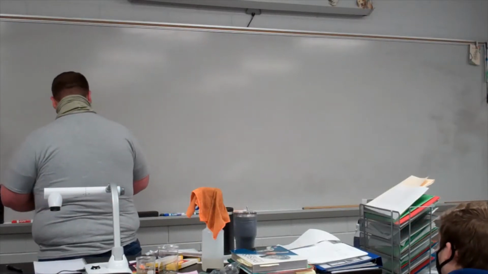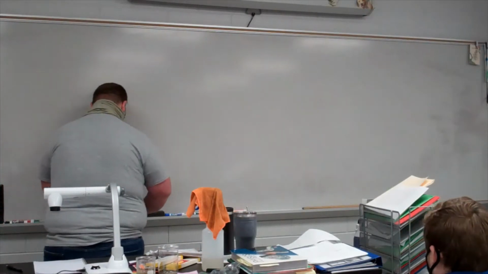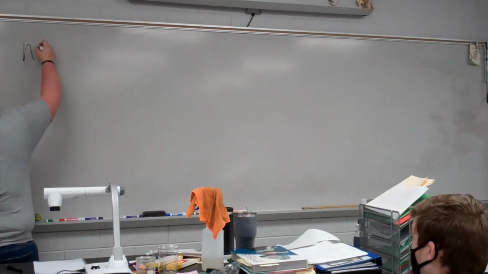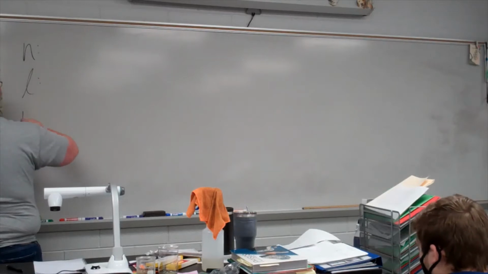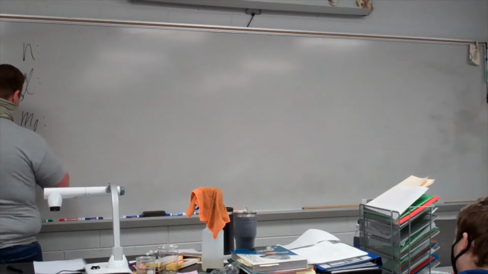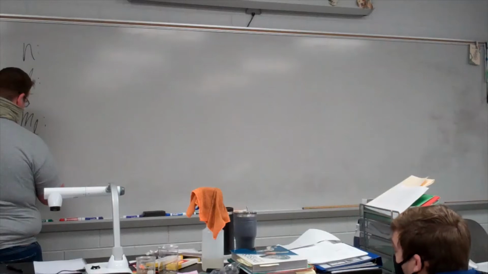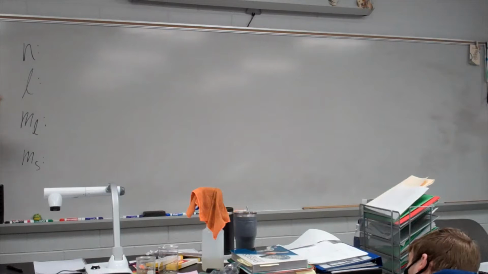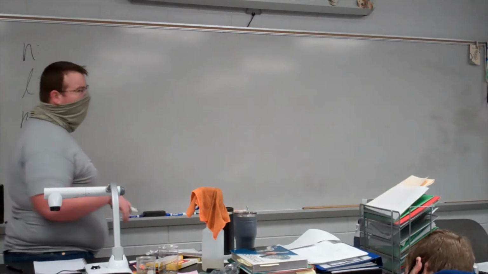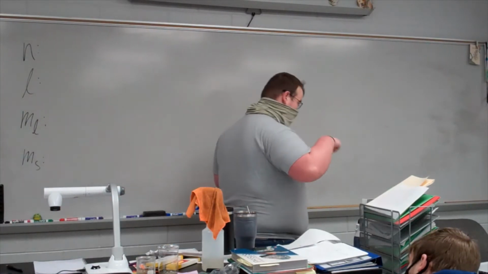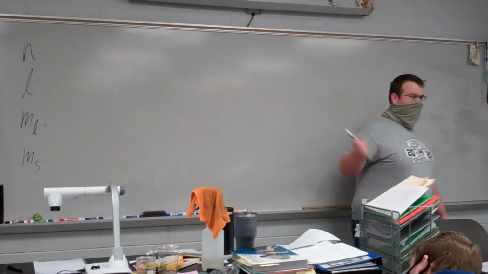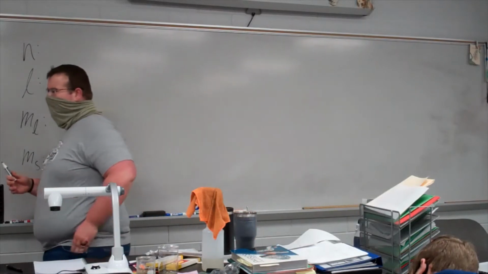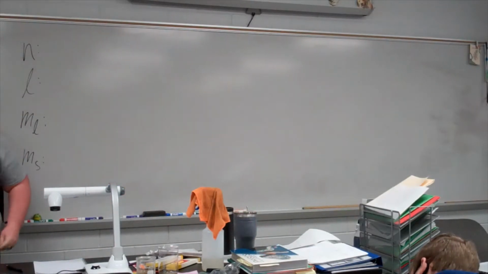So, there we're looking at the four quantum numbers. We talked about n, l, m sub l, and m sub s. I told you what each one of these were: the principal quantum number, angular momentum quantum number, magnetic quantum number, and the spin quantum number. We discussed all of these, and we talked about whether or not a set of numbers could exist.